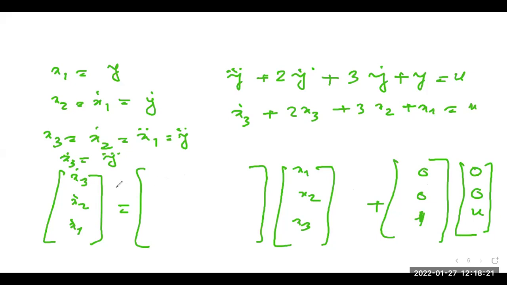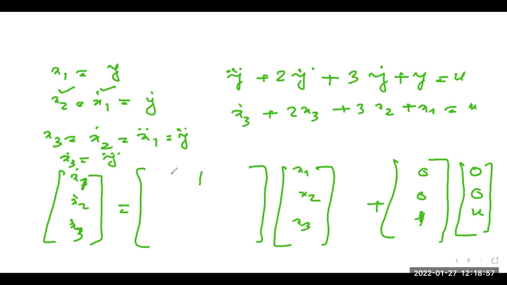So what is this? x3 dot equal to what? Y double dot. Okay, correct. Sorry, I have taken this way actually. This is first x1, x2, x3. So this will be x1 dot, then x2 dot, and then this will be x3 dot. Okay, so x1 dot equal to what? x2. x1 dot equal to x2.